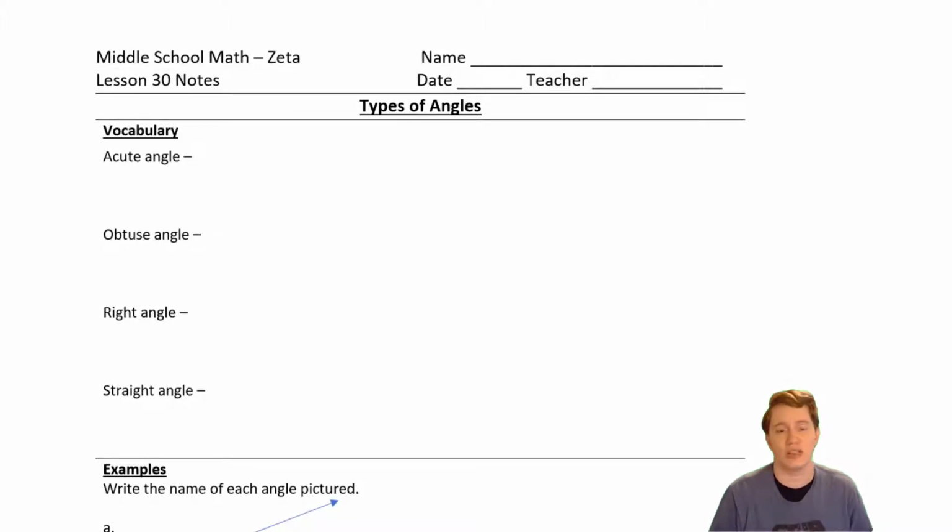In the last lesson, lesson 29, whatever you want to call it, we talked about what a right angle is. A right angle is a 90-degree angle.